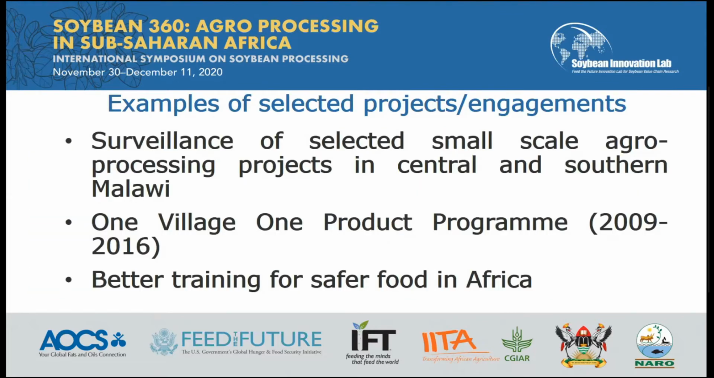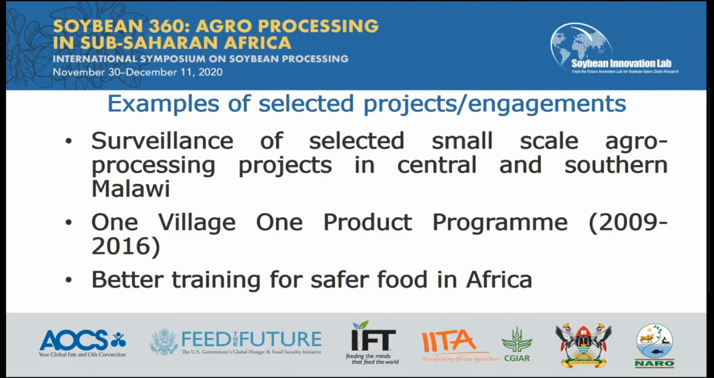Okay, so these are, I would call them, some selected project engagements. For example, the first one, back in 2007, we had a surveillance of some selected small-scale processing projects in central and southern region of Malawi. We did this in collaboration with our colleagues from Jomo Kenyatta University of Agriculture and Technology in Kenya, because by that time there was a program by government, the One Village, One Product program, which originated from Japan.